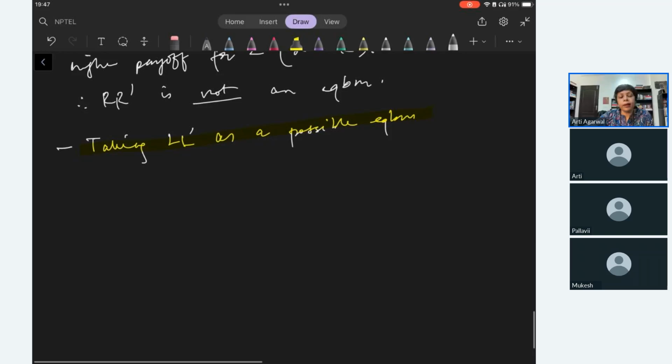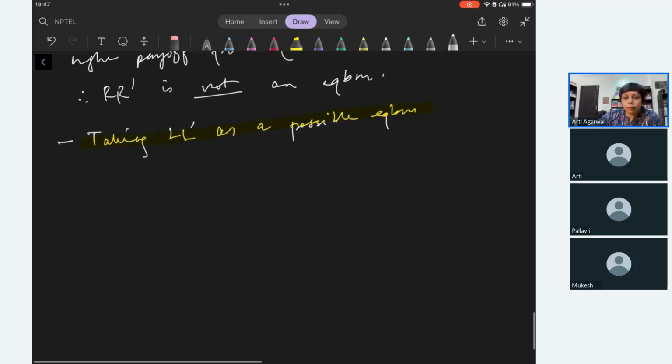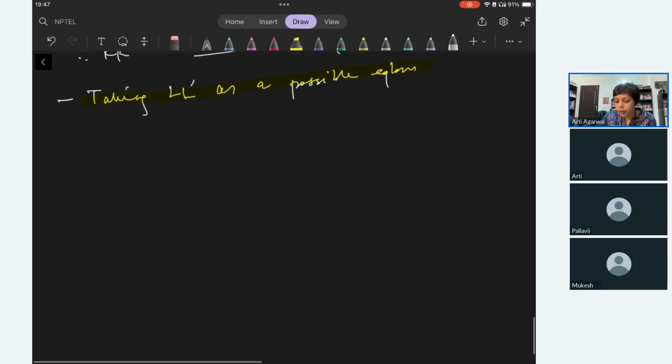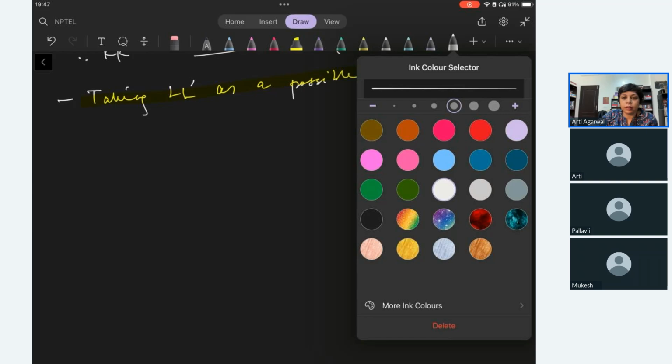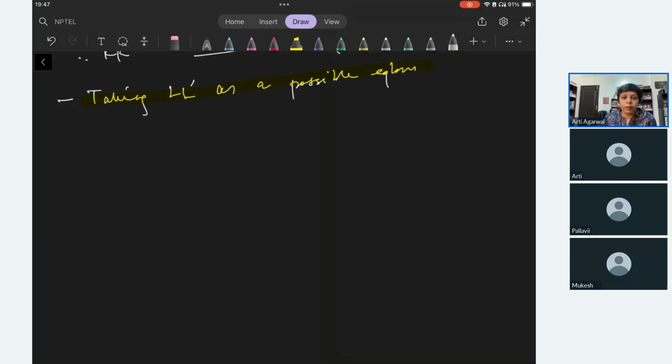Okay, so now in LL prime, you remember there is no action for player 2. LL prime is a strategy by player 1 in which the payoffs of both the players are determined just after player 1 plays the strategy L or L prime, right? So here, let's see what happens. In this case, player 2 has no information at all about what is actually happening in the equilibrium, as in which type player 1 is.